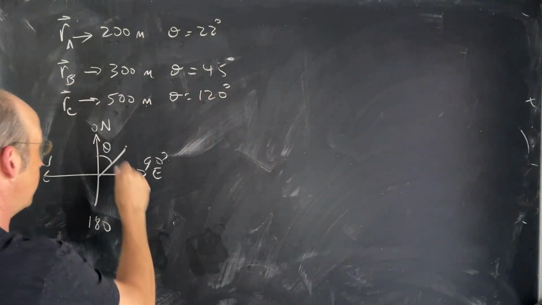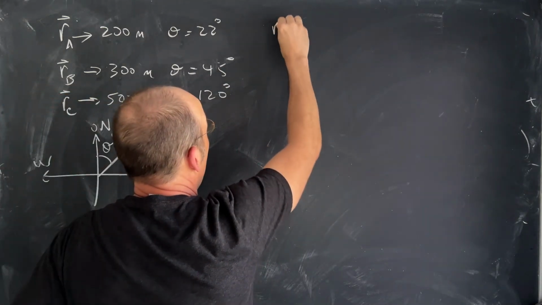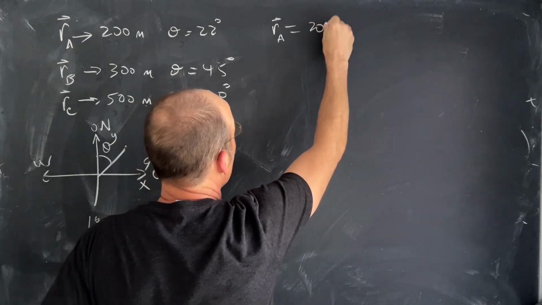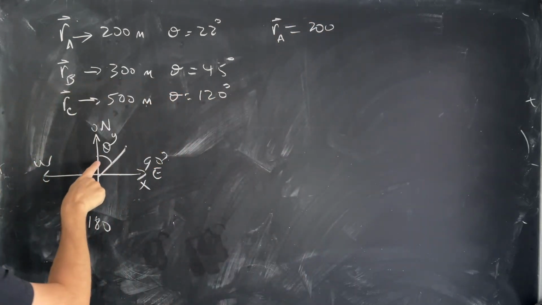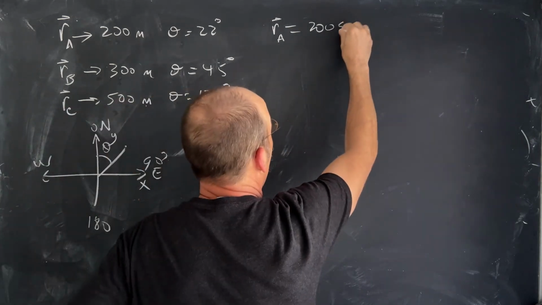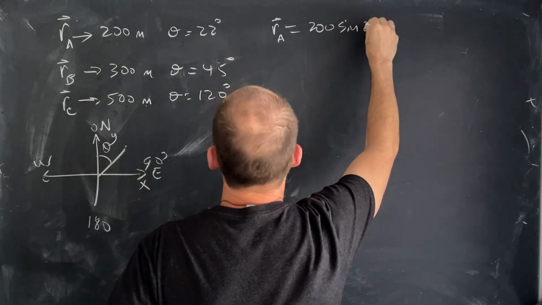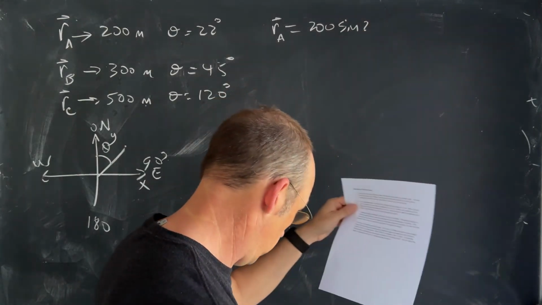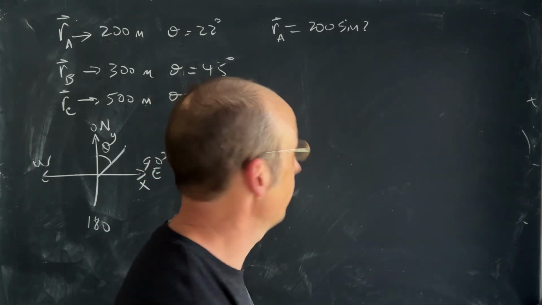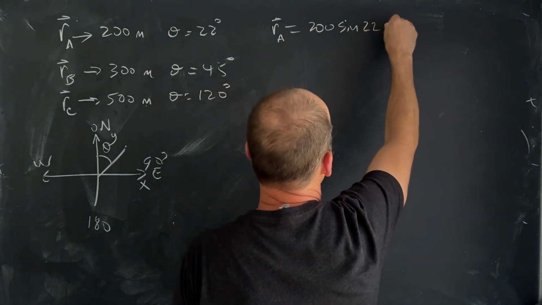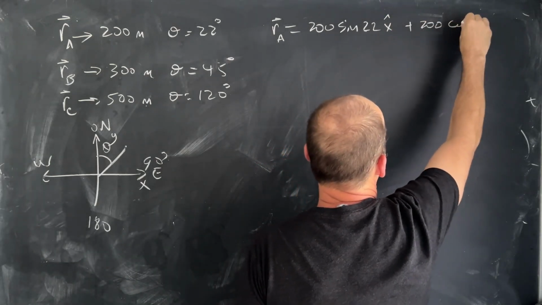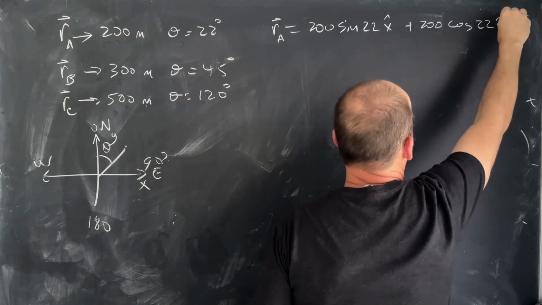So I'm going to call this x and that y. Now I can say RA is going to be 200 times, again, the x component is going to be sine, right? Because that's the opposite side of that triangle. Sine of 22, did I say 20? Yeah, I used 22 in 2 problems. It's funny. I guess I was just thinking 22. 200 sine 22 x hat plus 200 cosine 22 y hat.